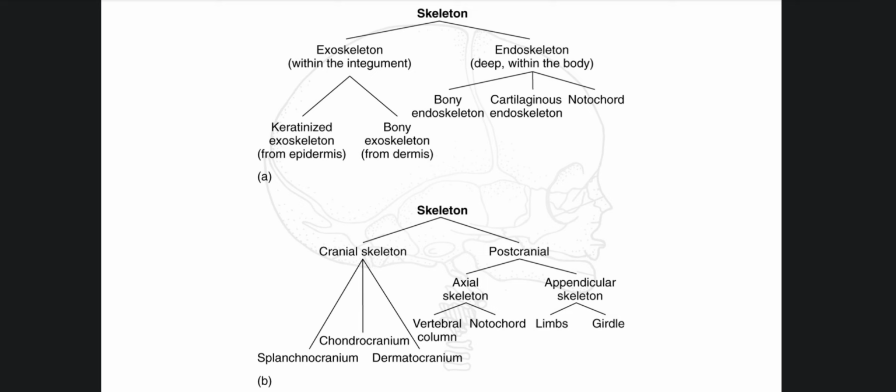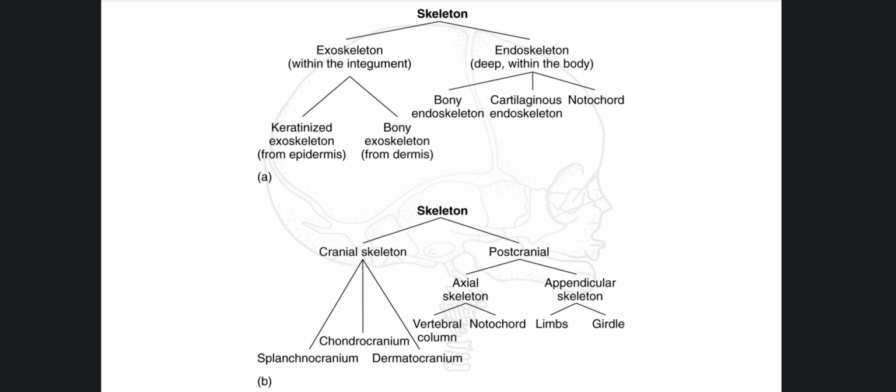So the skeleton is made up of bones as well as cartilage, right? Some organisms make their internal framework made up of bones. Some organisms make their internal framework made up of cartilage, and on that basis we divide organisms into two types. The first one is bony skeletal organisms, and the other one is of course cartilaginous organisms.